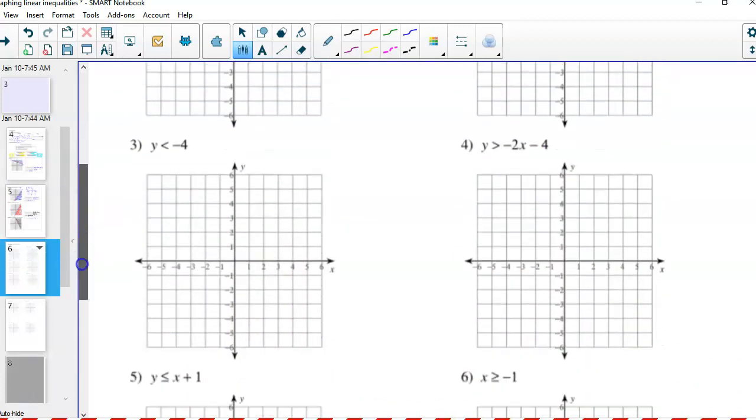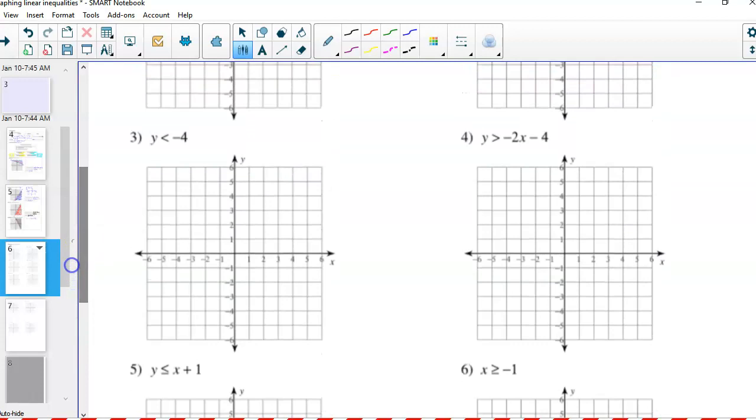I'm going to do 3 and 6, and then if we have questions on any others, we will probably go over it next class. So if we're remembering toy bucks, what type of line will this be? Horizontal. And then this is a less than, so will this be dashed or solid? Dashed. So at -4, I will have a dashed line. And then because it is less than, will I shade above or below this line? Below.